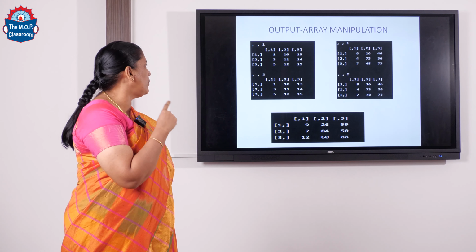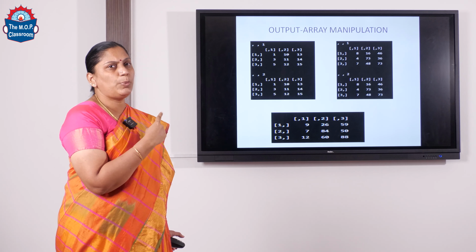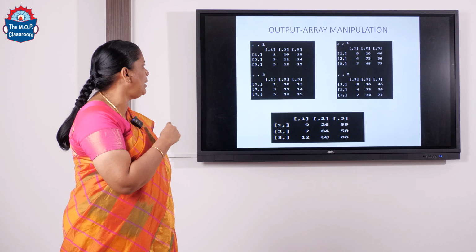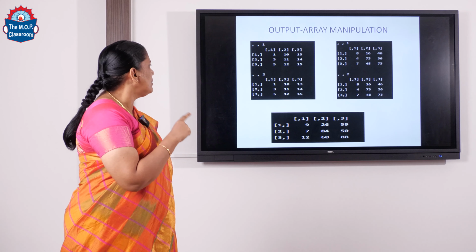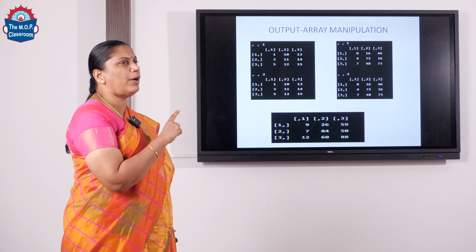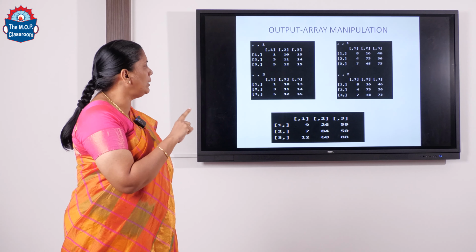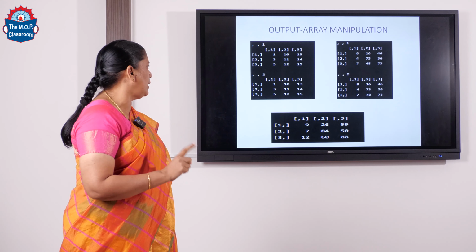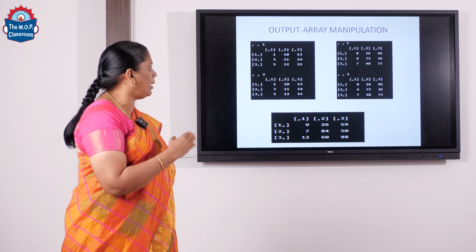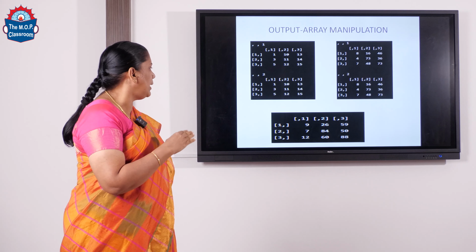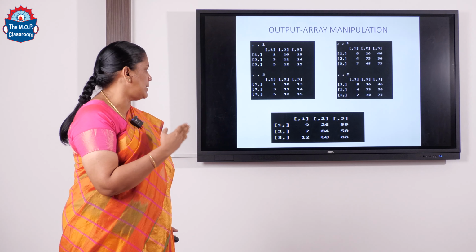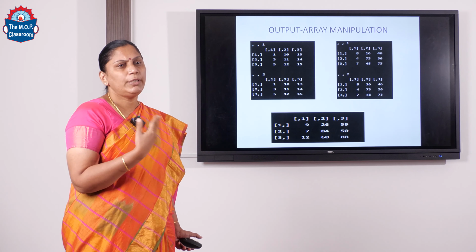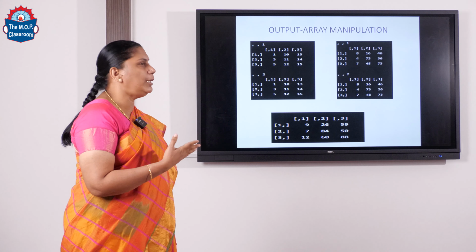So what is there in the first row and second column of RES1? 10. First row and second column of RES2 is 16. So 10 plus 16, 26. Similarly, first row, third column of RES1 is 13. First row and third column of RES2 is 46. 13 plus 46, 59. So similar operation you have to do across all the rows, and you end up getting a new matrix 9, 26, 59, 7, 84, 50, 12, 60 and 88. This is how we can manipulate an array.